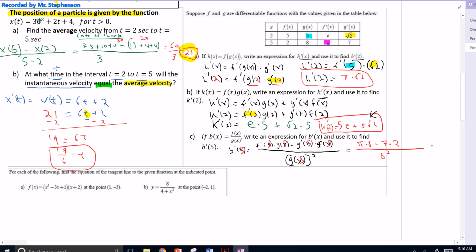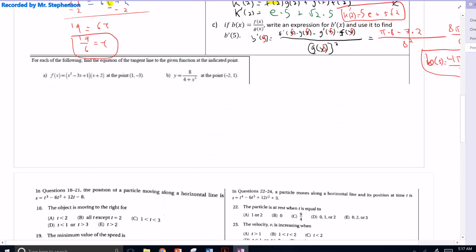And if you simplify this, you're going to get 8 pi minus 14 over 64. You could pull out a 2 out of all these, right? So it'd be 4 pi minus 7 over 32 is your best answer for b of 5. That's your best answer for that one. All right. Last one on this front page.